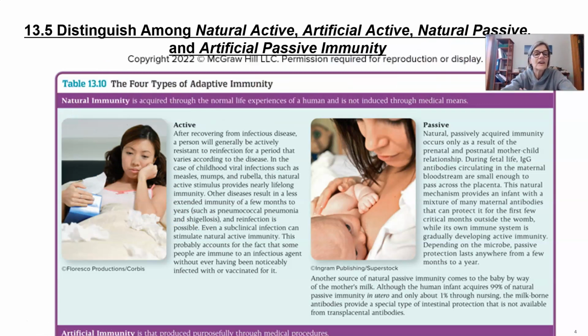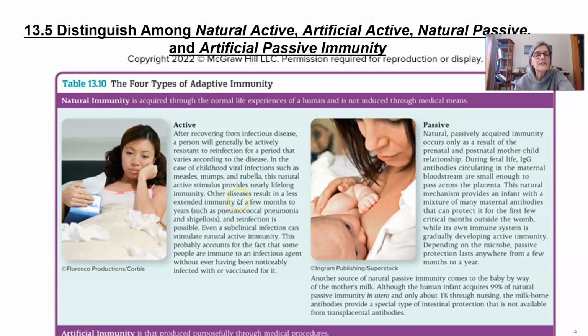The next learning outcome we have on your study guide is distinguish among natural active, artificial active, natural passive, and artificial passive immunity. So this table's right from your book, table 13.10. And we can divide, how do we acquire immunity? How do we become immune to things? And so it can either be active or passive.